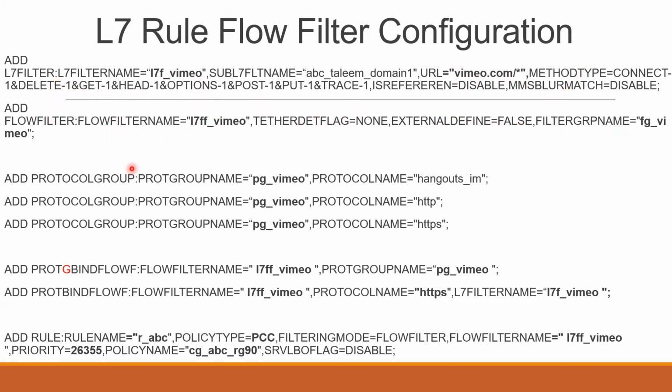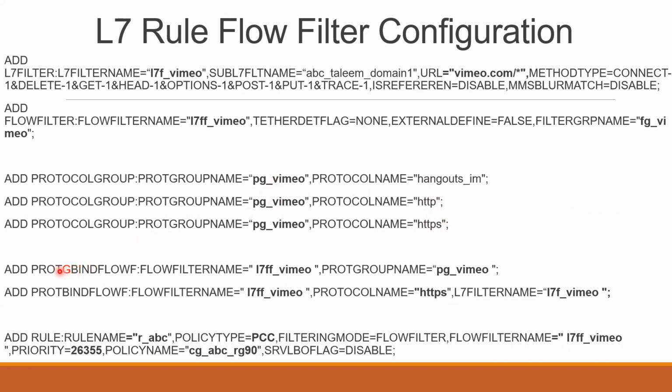Next is to bind multiple protocols into one protocol group. If you remember, when we create an L7 filter, we need to bind it with the protocol and we need to bind it with the protocol group name as well. So if this URL filter needs to work with multiple protocols, we have an internet messaging protocol, we have the HTTP protocol, we have the HTTPS protocol. So all these protocols are being merged into a common protocol group name by the name of PG_PMU.